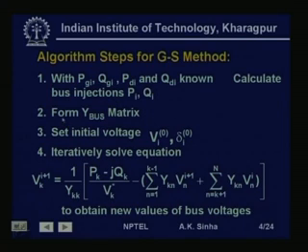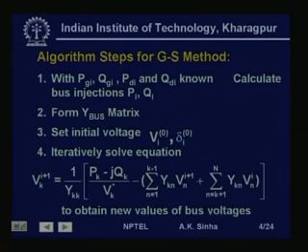After that, we need to form the Y bus matrix for the power network. Then we will set the initial voltages, as we said in the last lesson. Normally we use a flat voltage start, where the magnitude V I is set as 1 per unit and the angle delta I is set as 0 degrees.